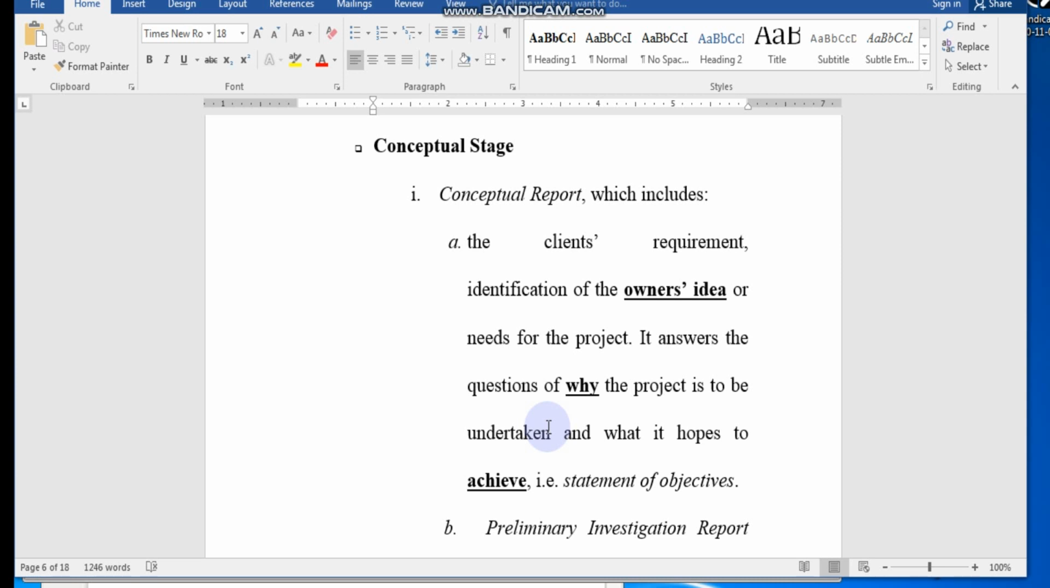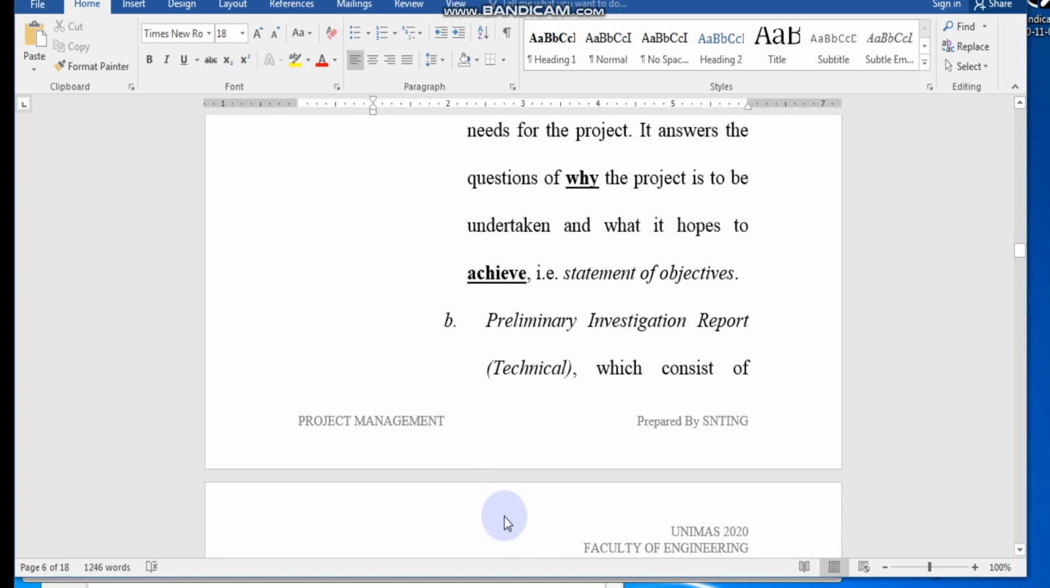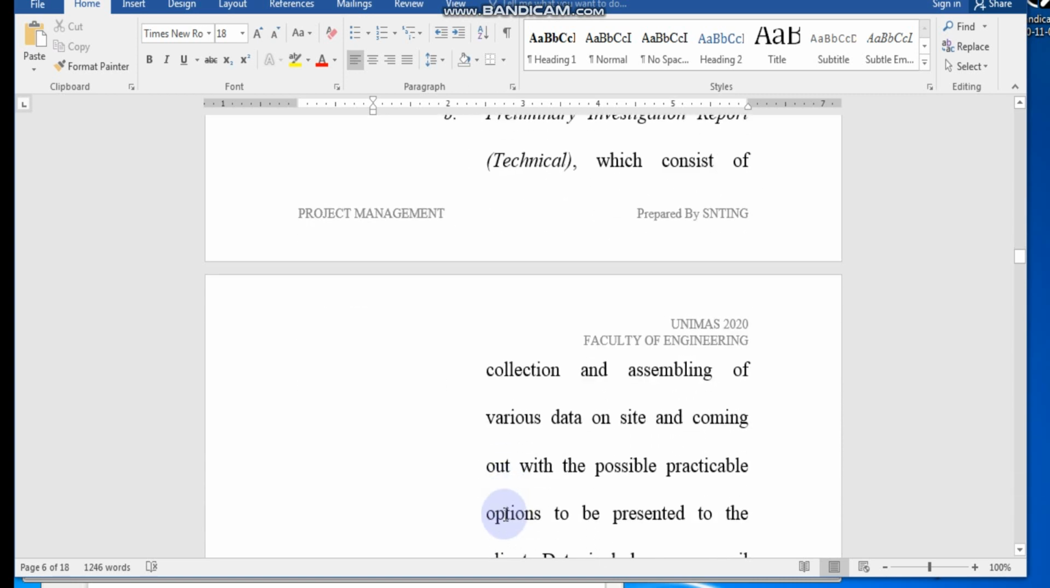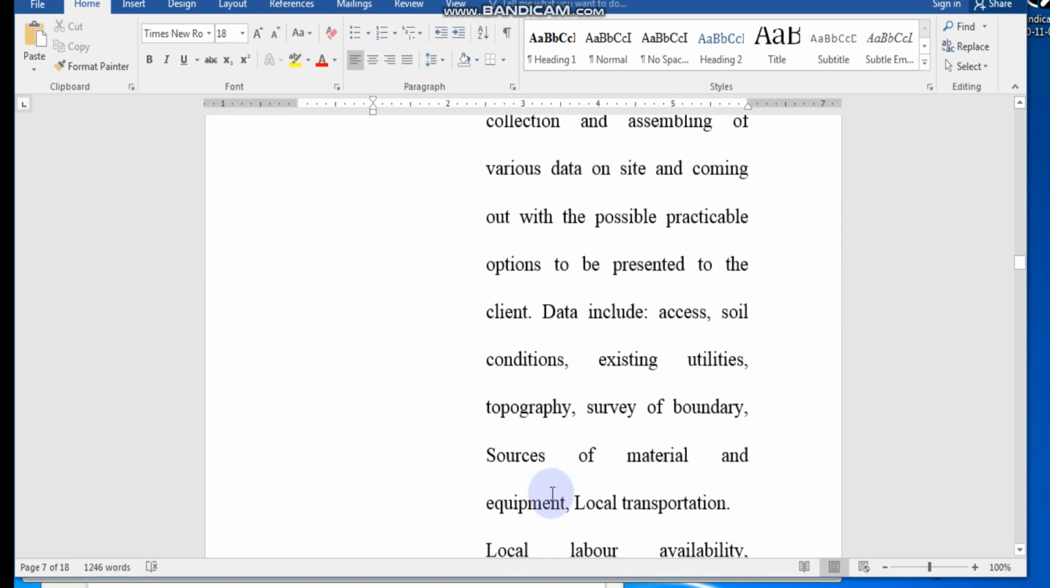But if we talk about a conceptual report, it will include the client's requirement, and we sometimes call it the project brief. So this is to get the gist, a few pages, of what the client wants, and then we will do more technical things, like going to collect data from the site, picking up some water samples and soil samples, to do some testing work to see whether whatever is there is actually okay.